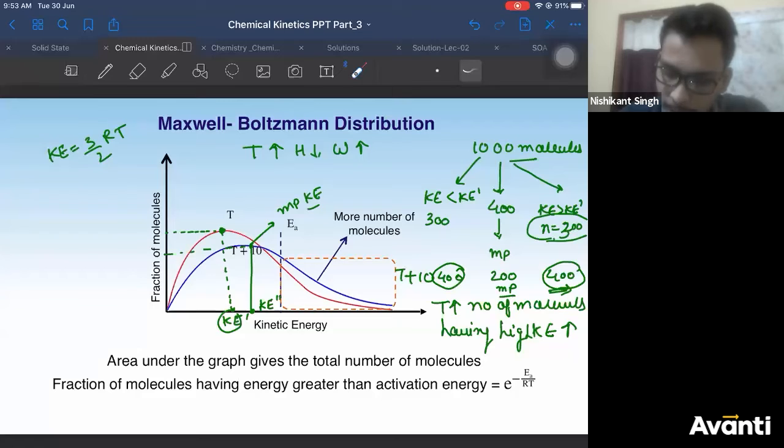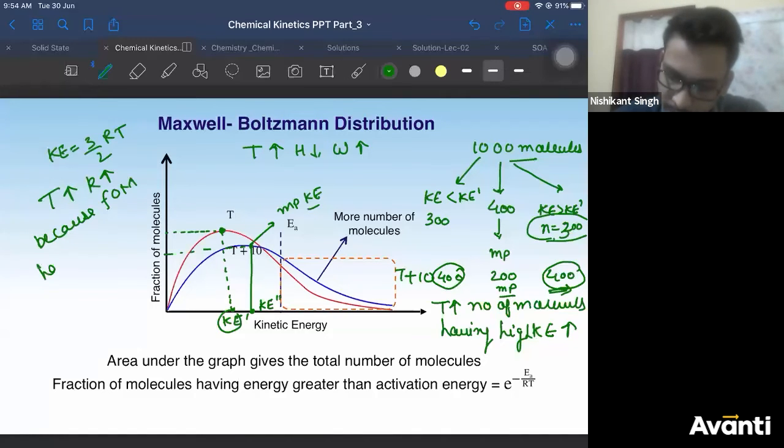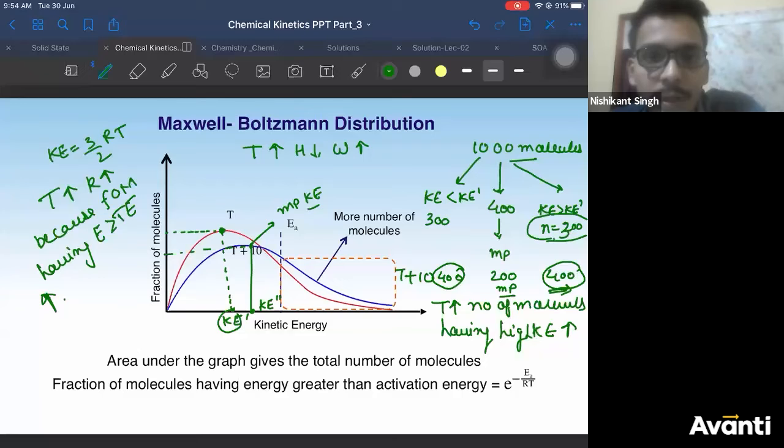So you can say as temperature increases, rate of reaction increases because the fraction of molecules having energy greater than threshold energy increases. This is the summary, right?